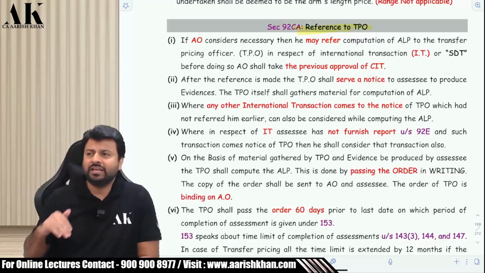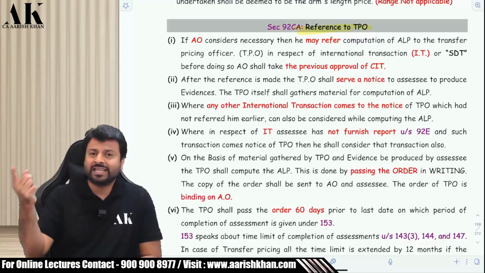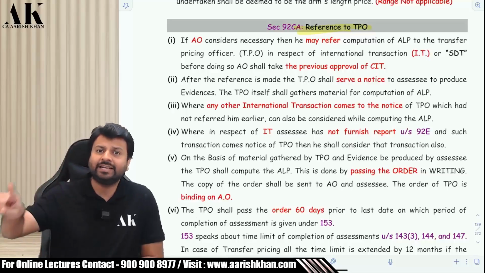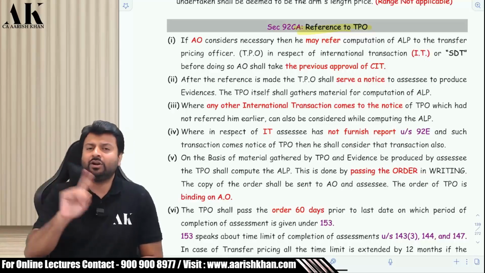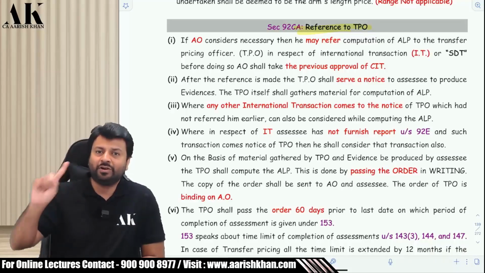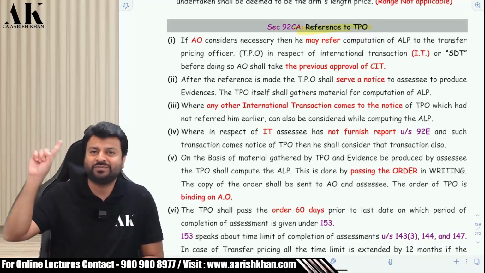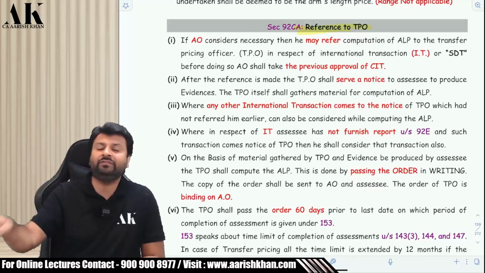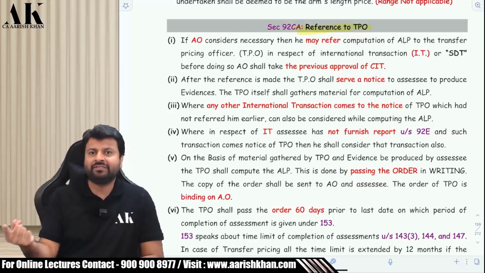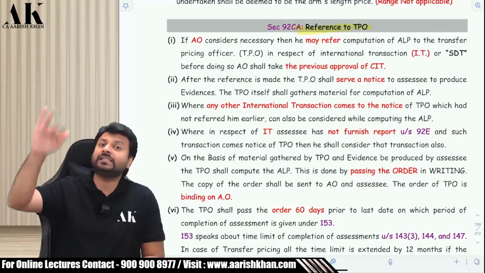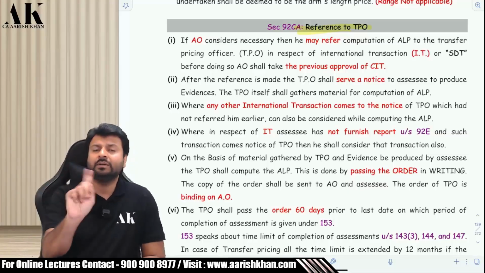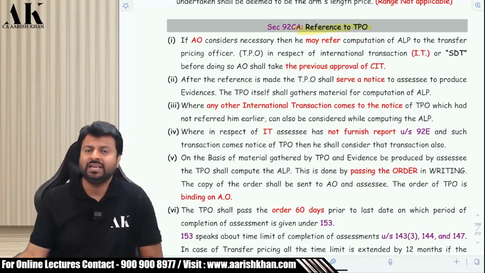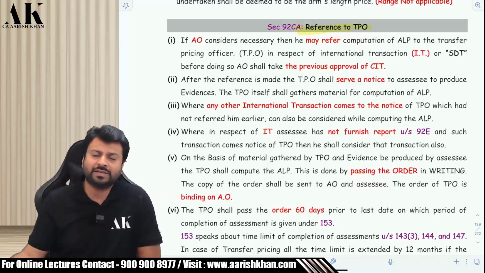Now suppose I made a reference to the TPO of X transaction, can the TPO take up the Y transaction without my giving a reference? Yes, he can in respect of an international transaction, but he cannot in respect of a domestic transaction. For a domestic transaction, he can only compute the arm's length price of those transactions which I have referred. But for an international transaction, he can also take up transactions on his own without my referring them. If I have referred 3 transactions, he can take 3 more on his own with respect to international transactions, but not with respect to what? Domestic transactions. That is practically not possible at the end of the transfer pricing officer.